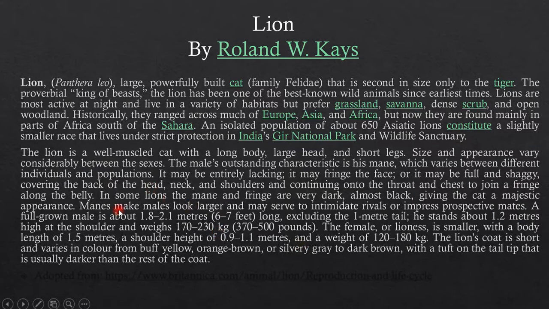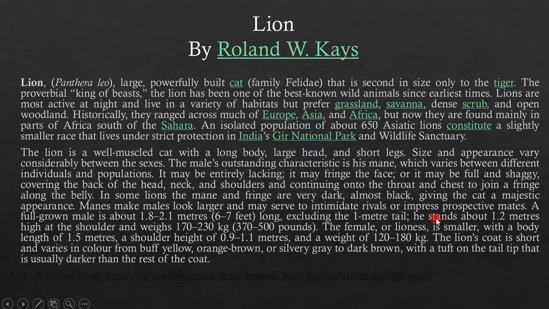As you can see, in some lions, the mane and fringe are very dark, almost black, giving the cat a majestic appearance. Manes make males look larger and may serve to intimidate rivals or impress prospective mates. A full-grown male is about 1.8 to 2.1 meters or 6 to 7 feet long, excluding the 1 meter tail.